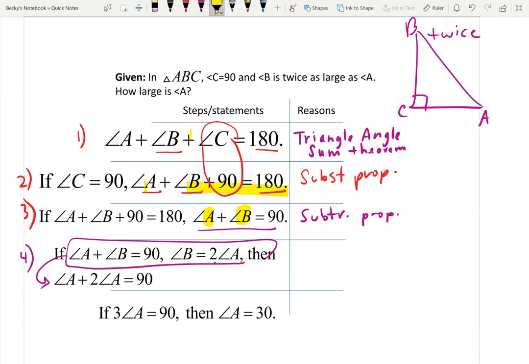Again, the moral of the story is go slow. Angle A, 90, 90. What do you know about these 2? Are they equal to each other? Sure. Can you take one out and replace it with the other? Sure. So we're going to call this, again, substitution property. And yes, we use substitution very, very often.